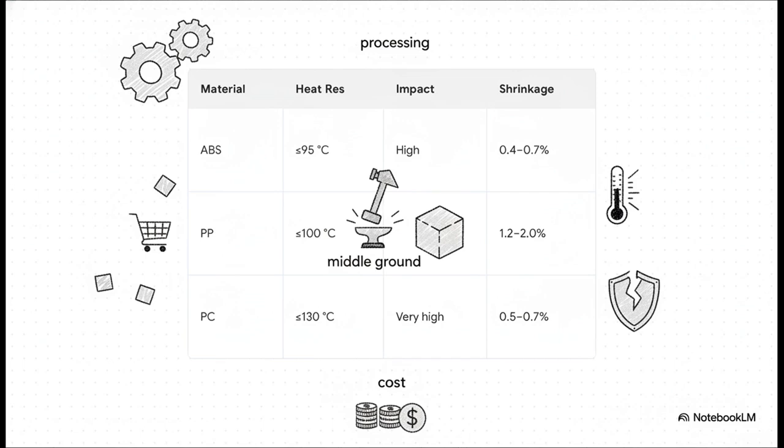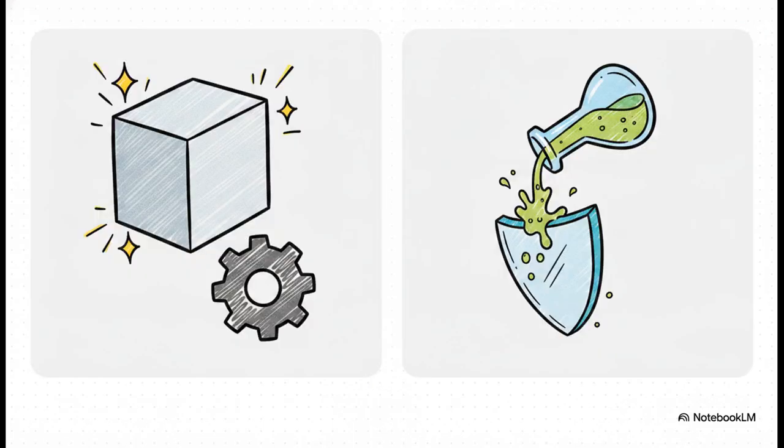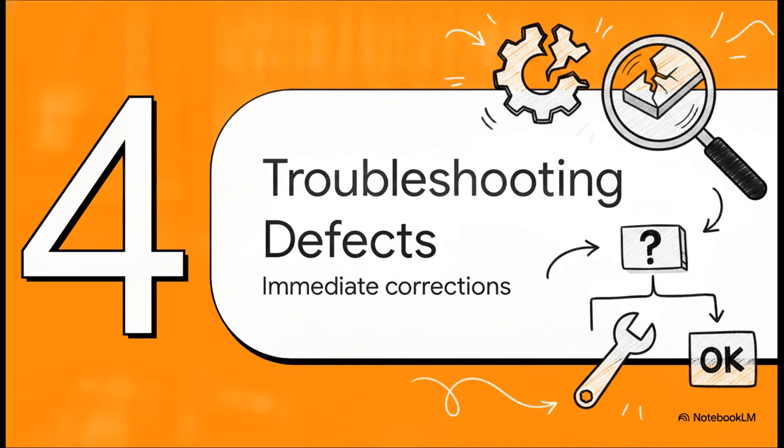But ABS sits perfectly right in the middle, offering high impact resistance and fantastic shrinkage predictability at a very reasonable cost point. Now, it's all about trade-offs, right? While polypropylene certainly boasts superior chemical resistance against harsh solvents, ABS wins the contest entirely when it comes to isotropic strength. It delivers a pristine Class A surface finish, and it completely locks in that ultra-predictable 0.4 to 0.7% shrinkage rate for precise assemblies.